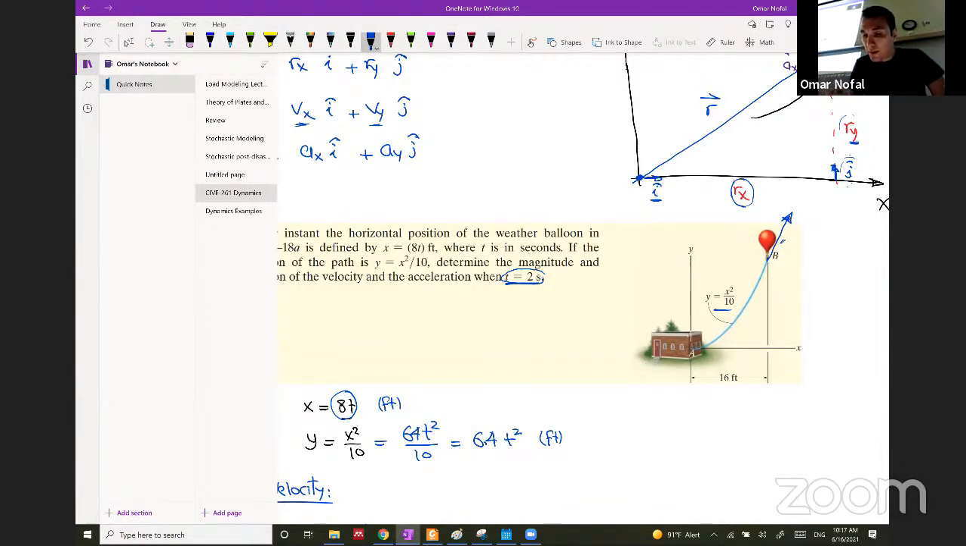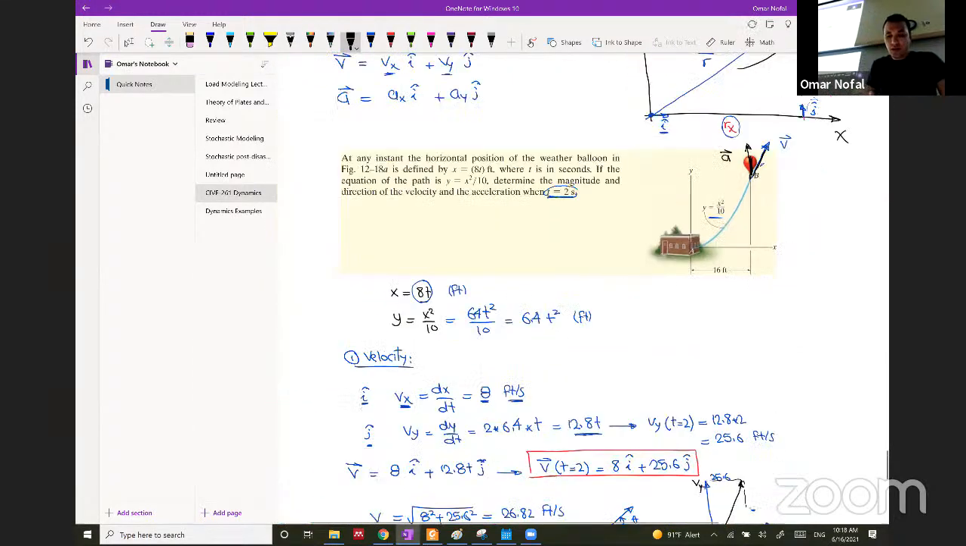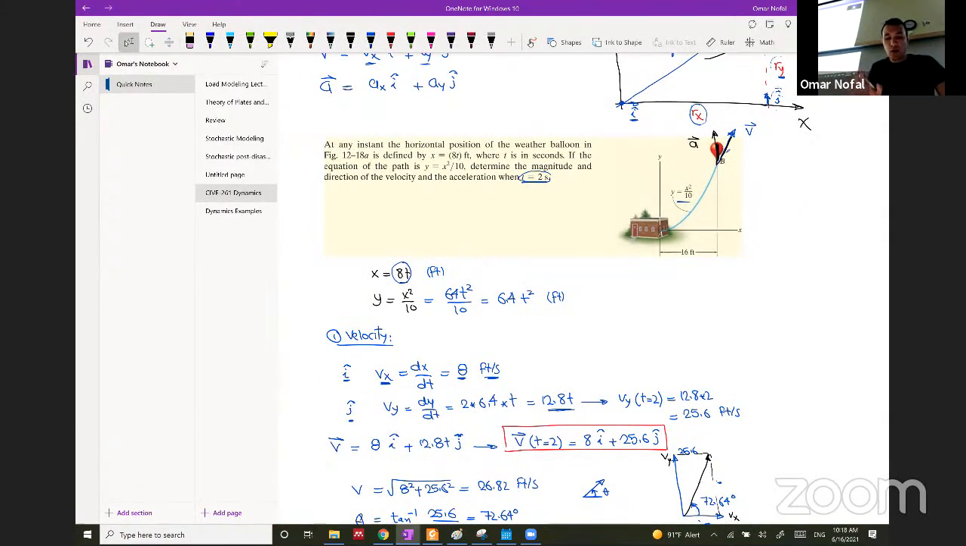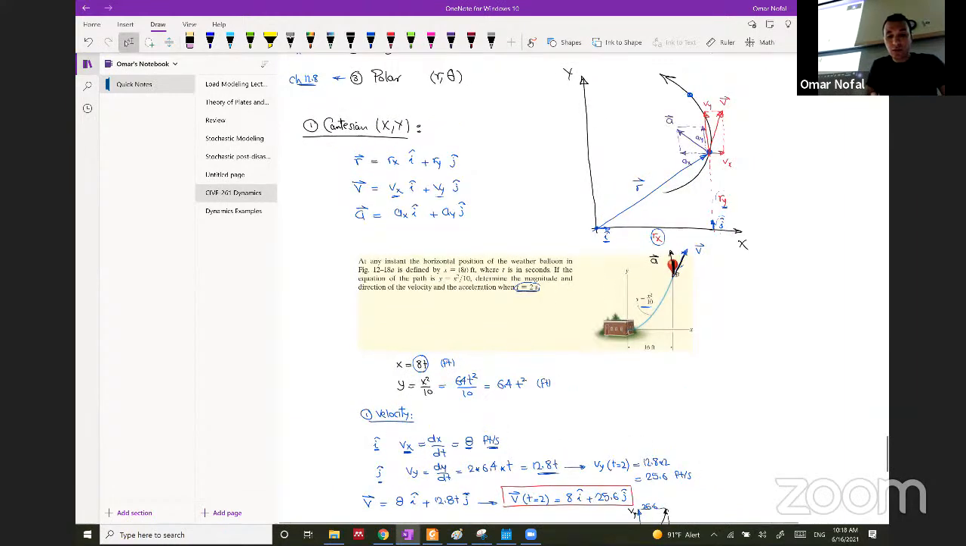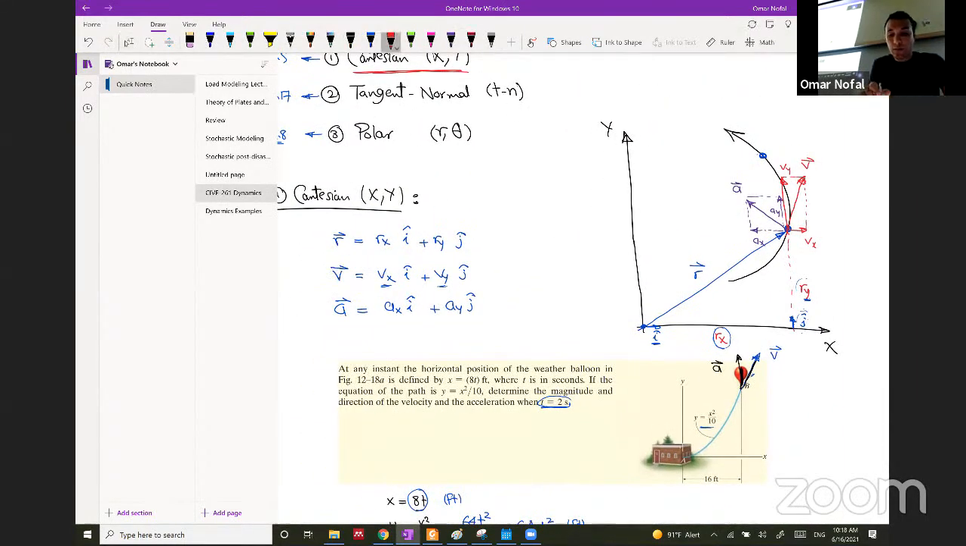If you want to put this on the figure, the velocity should be tangent here at 2 seconds. So this should be the v vector, and the acceleration is vertical in this direction. That means the balloon only has an acceleration in the y-axis, which means it's going up. This is the velocity direction of the balloon. This is just a quick example, like solving a rectilinear problem, but you are solving in x and y and putting them in vector components, so you can solve for these vectors.